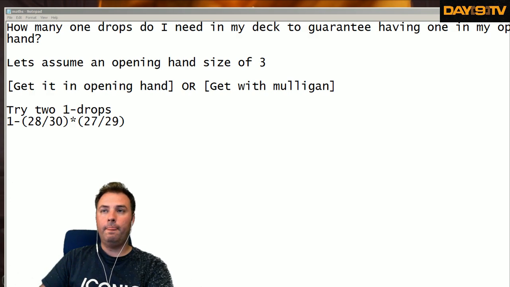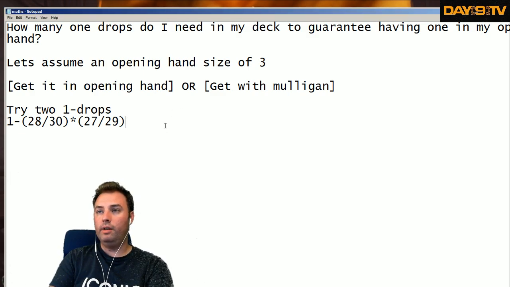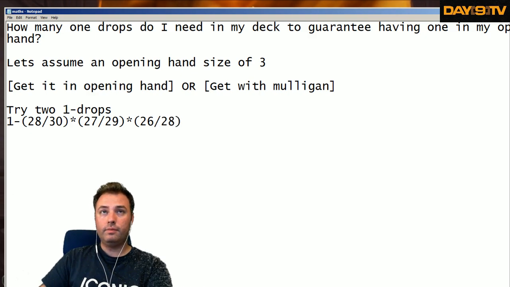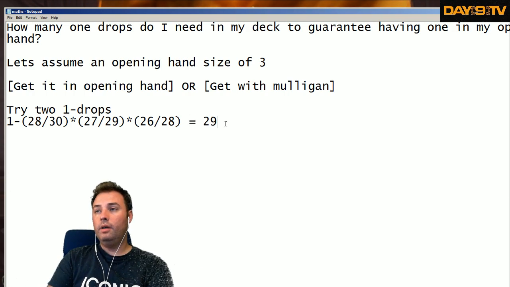Times 26 over 28. Excuse me, I only did 2 because I'm derping. Equals about 20%. And then if you get it with the mulligan, it's the same thing again.